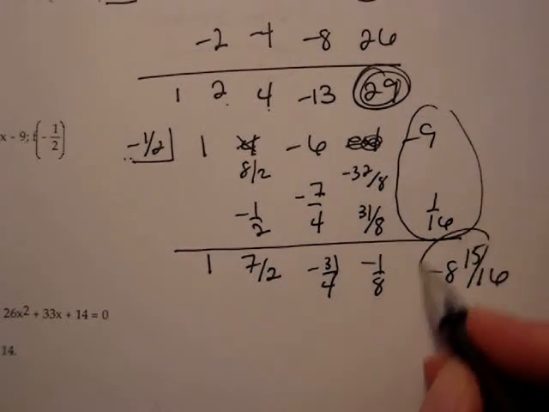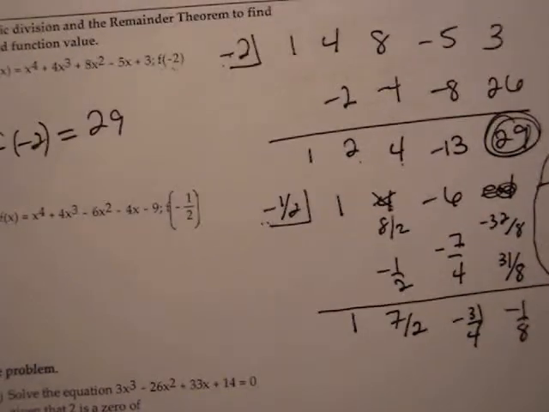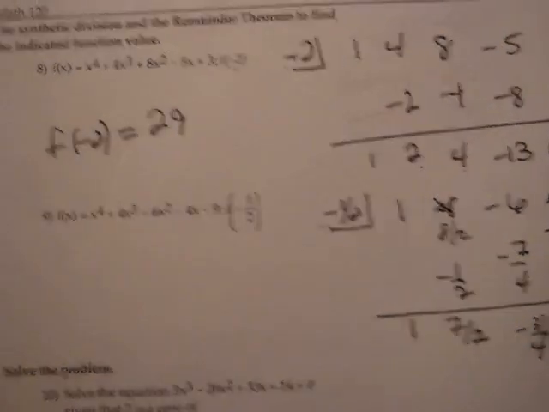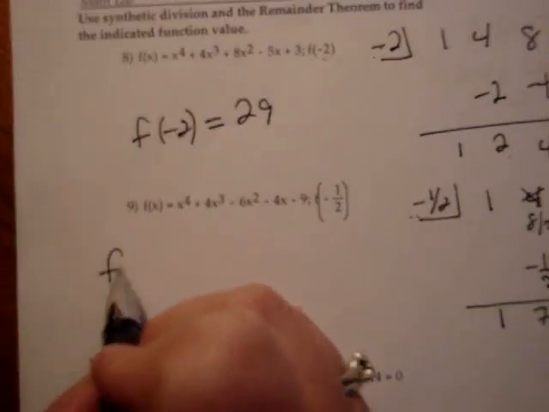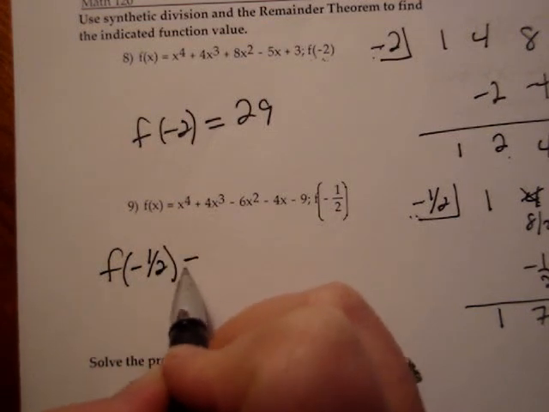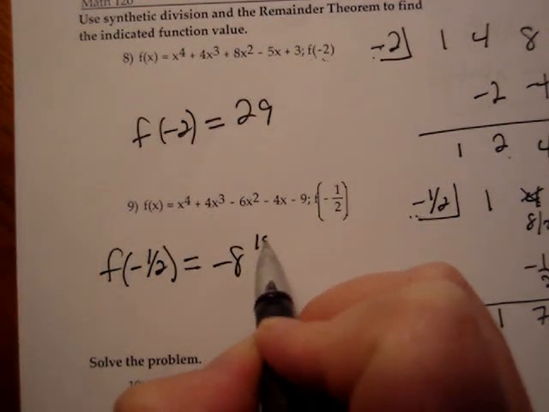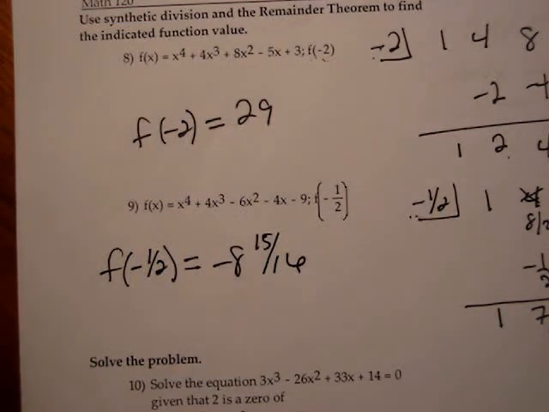And what does that mean? Remember, there's our remainder. That means that for this given polynomial function, f of negative 1/2 is equal to negative 8 and 15/16. Okay? Excellent. Let's pause and we'll do the next couple problems.